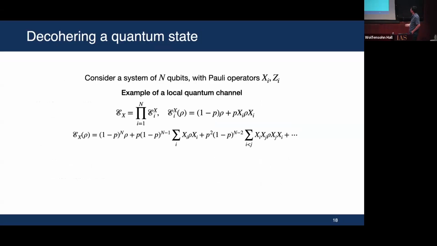Okay, so let's suppose we have a system of n qubits, maybe arranged in some lattice, let's say in a 1D chain, and X and Z will represent Pauli operators. So I'll use that convention throughout the talk. And here's an example of a local quantum channel. I didn't represent it in terms of coupling to an environment and tracing out the environment. I write it in terms of Kraus operators. So it's a product of channels acting on each site. And on each site, we have a Kraus operator, which is a Pauli X.